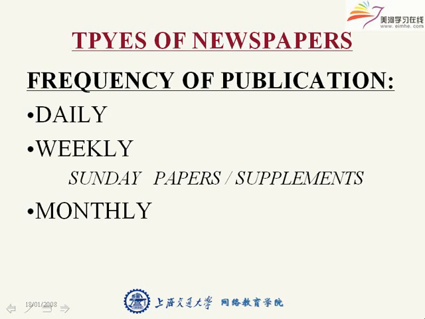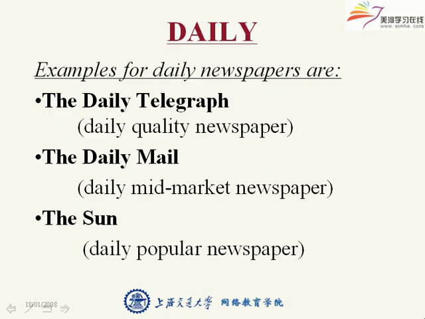Right. So examples for daily newspapers, that is, for British daily newspapers. The Daily Telegraph, that is really very famous. So for my examples, I chose the most famous ones. The Daily Telegraph is a daily quality newspaper. That means the style of the language is very high and the information is very reliable. It's very true and good information. The Daily Mail is a daily mid-market newspaper, which means the quality is so-so. So it has some information, but not really in depth, and maybe the language is not as high.